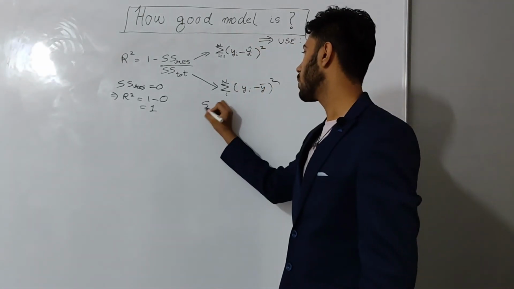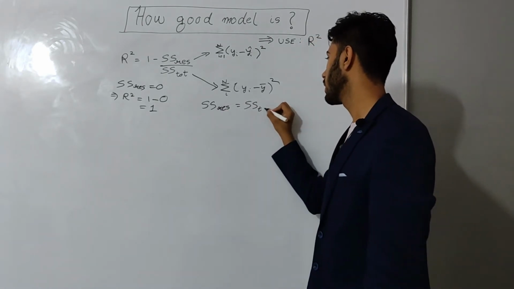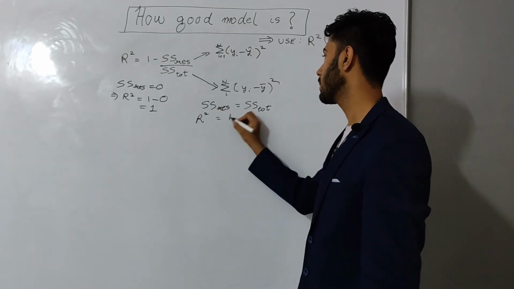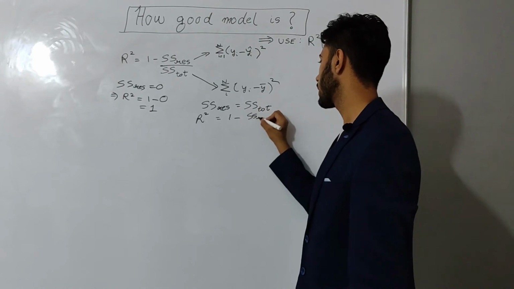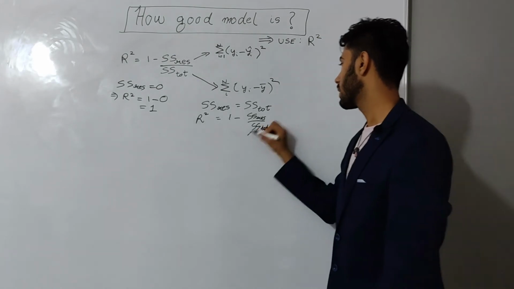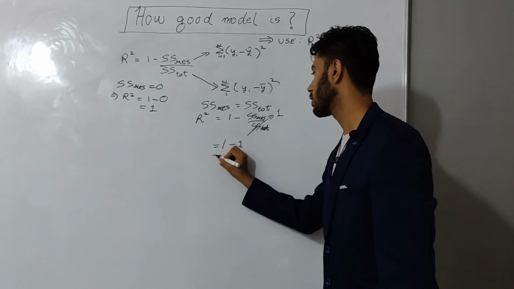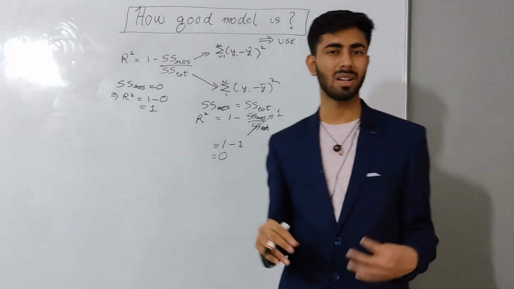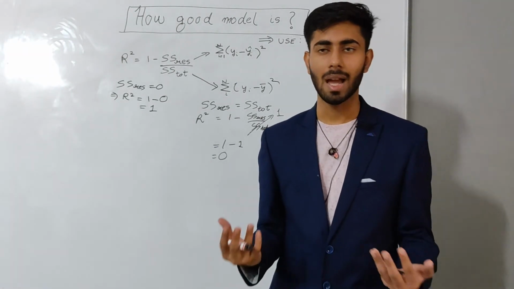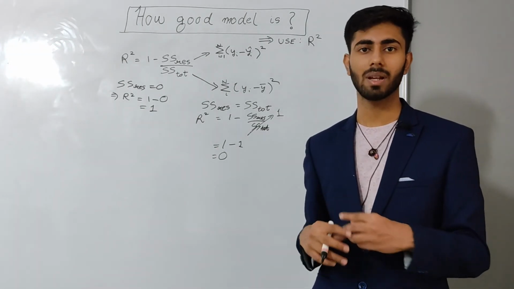Now suppose my sum of square of residual is equal to sum of square of total, which means that the value of my r squared is going to be 1 minus this ratio, and this ratio is equal to 1, so this is 1 minus 1, which is equal to 0. Now this means that my model is average. It is not very good, and it is not going to give me a correct prediction at all.